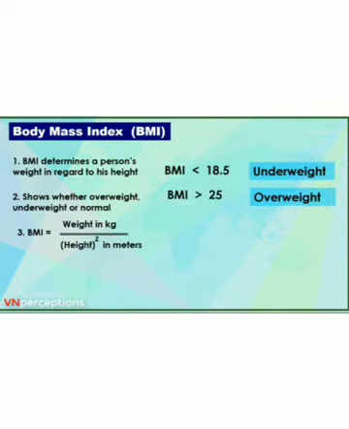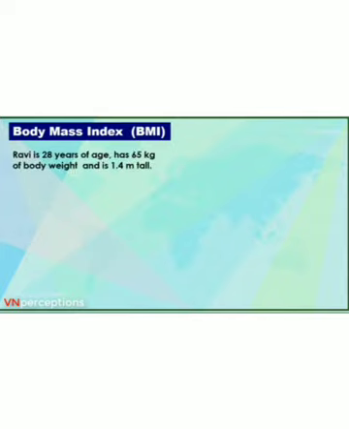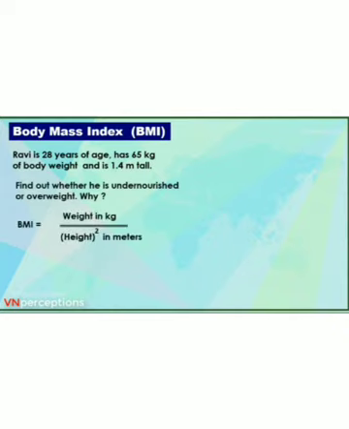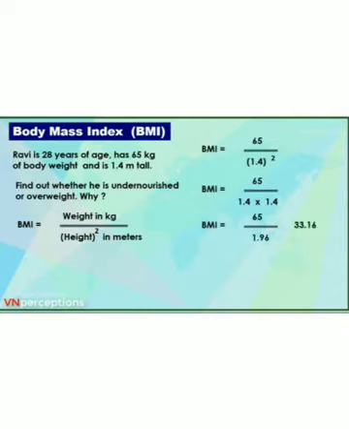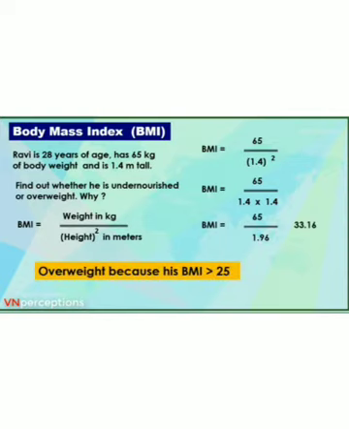Now we take an example. Ravi is 20 years of age, has 65 kg of body weight and is 1.4 meter tall. Find out whether he is undernourished or overweight. The answer is, we write 65 upon 1.4 squared, and the final answer will be 33.16. So we understand that he is overweight because his BMI is more than 25.